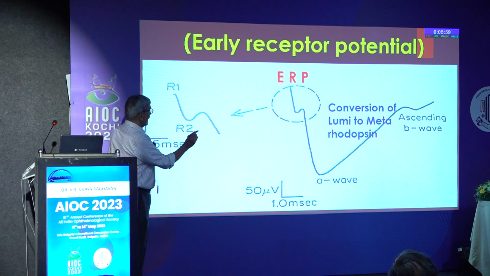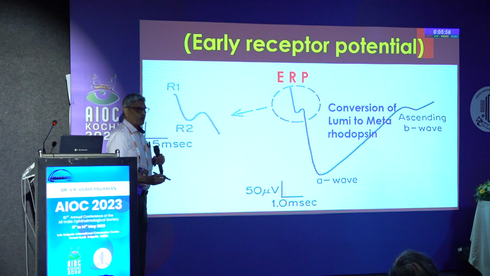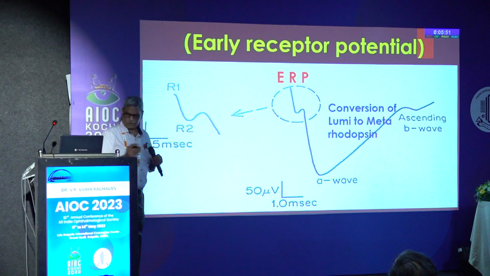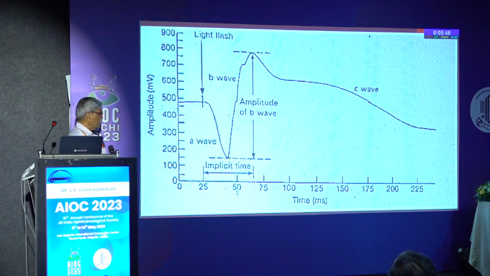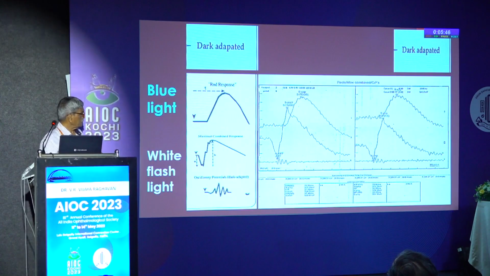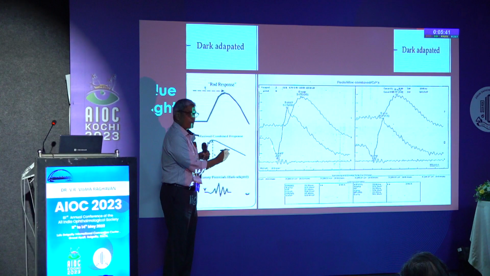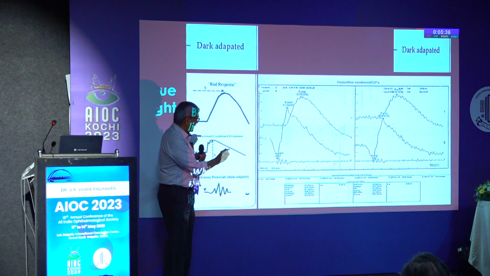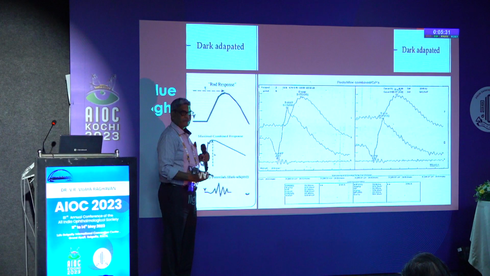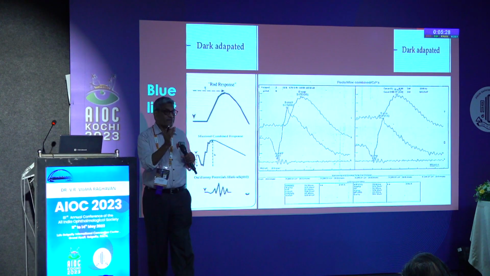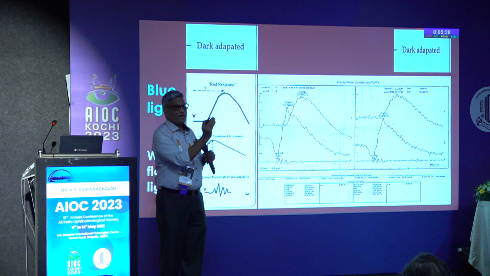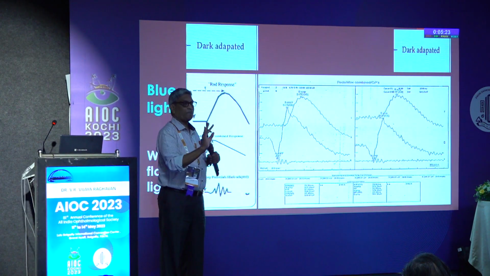What is ERP? ERP means early receptor potential. Here the A wave is starting. In between the onset of the impulse and the onset of the A wave, you can sometimes have some positive waves coming up and down. That is called the early receptor potential.